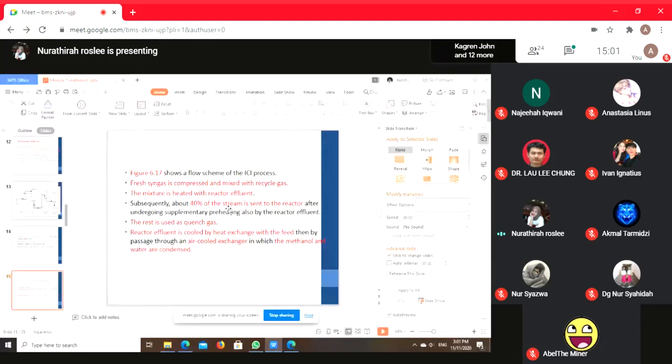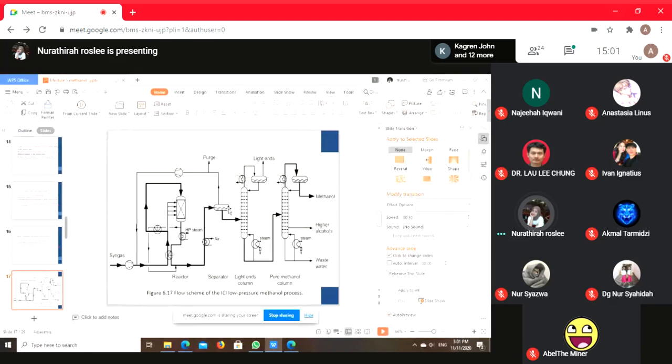So this is a flow scheme of the ICI low pressure methanol process. Fresh syngas is compressed and mixed with recycled gas, and the mixture is heated with reactor effluent. Subsequently, about 40% of the stream is sent to the reactor after undergoing supplementary preheating by reactor effluent. The rest is used as quench gas.